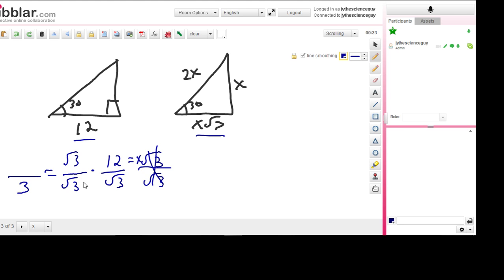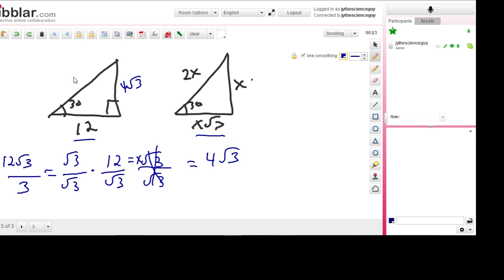Okay. Now I've got to multiply the top. So I have the square root of 3 times 12. Can I do anything to those two numbers? No. So this is just 12 square root of 3. Can I do anything to these two numbers, though? Yes. So what is that going to be equal to? 4 square root of 3. So this is 4 square roots of 3.